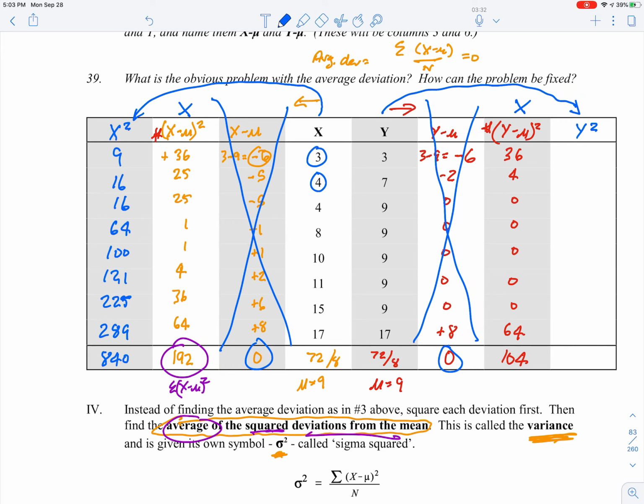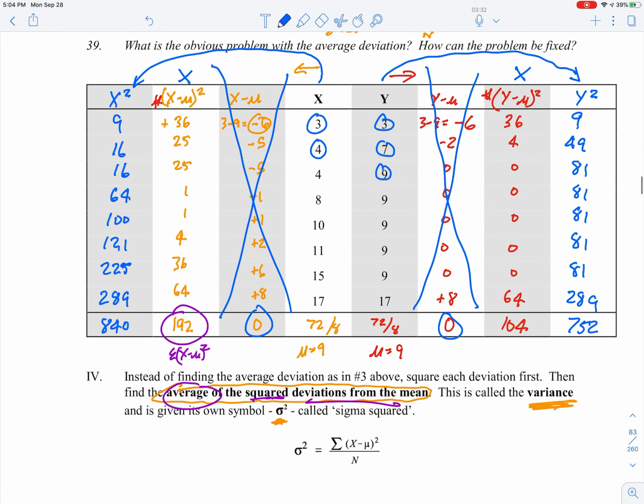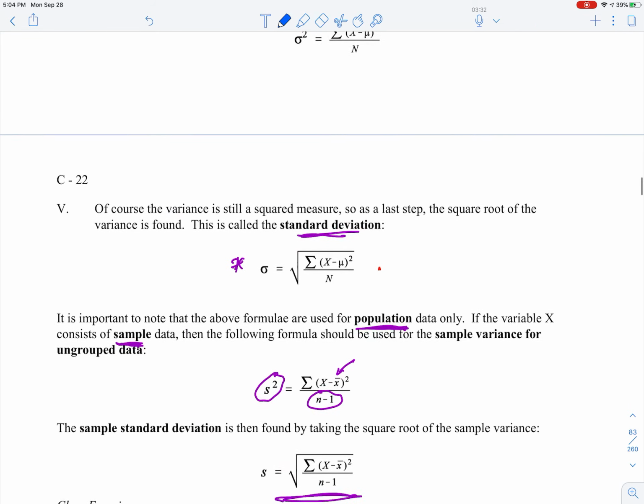Now while we're here, let's do the same over here. 3 squared is 9, 7 squared is 49, 9 squared is 81, and we've got 5 of those. Then 17 squared is 289, and that sums up to 752. So keep those two numbers in mind: the 840 for the x squares and 752 for the y squares.